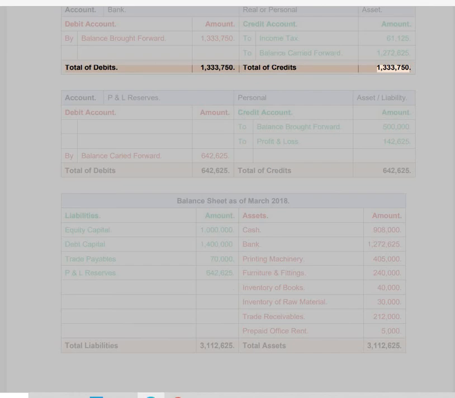1,333,750. Account: P&L reserves. Personal asset/liability. Debit account, amount, credit account. Amount. To balance brought forward, 500,000 to profit and loss, 142,625 by balance carried forward.